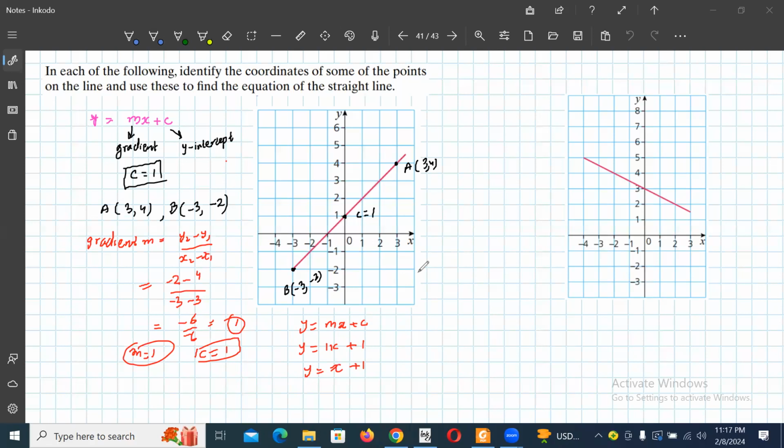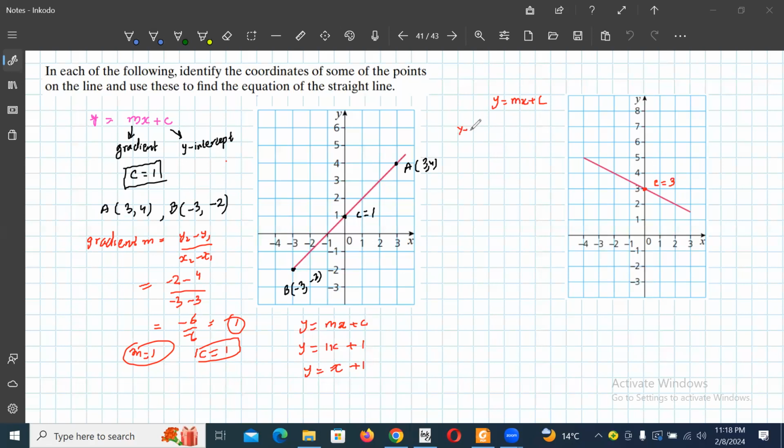In this situation we find the gradient positive because the line moves from left to right up. In the second case we will find the gradient negative. The rest of the rules are the same, so we can try the second one also. See here, again the general equation is the same, y equals mx plus c. Where this line touches the y-axis, that is our slope intercept, or y-intercept, which is c, equal to 3.